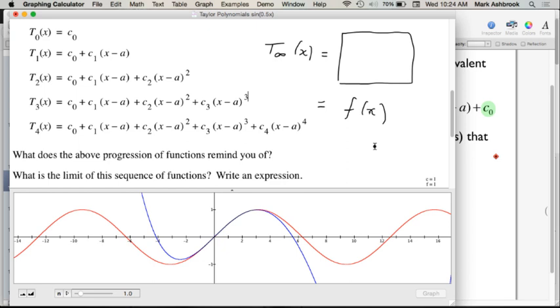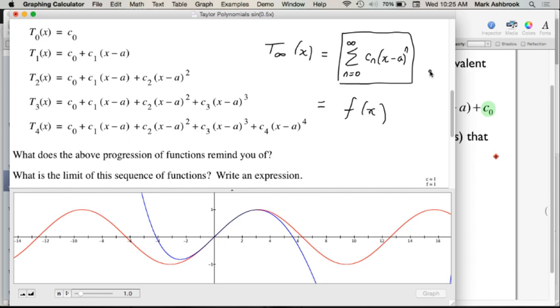How can I write the limit of the sequence of partial sums? Sum? Sum as, let's do our index first here. Sorry, I didn't hear you. Okay, you want to use n? What do you want to use? 0 to infinity, okay. Cn. X minus a to the n. What's that?